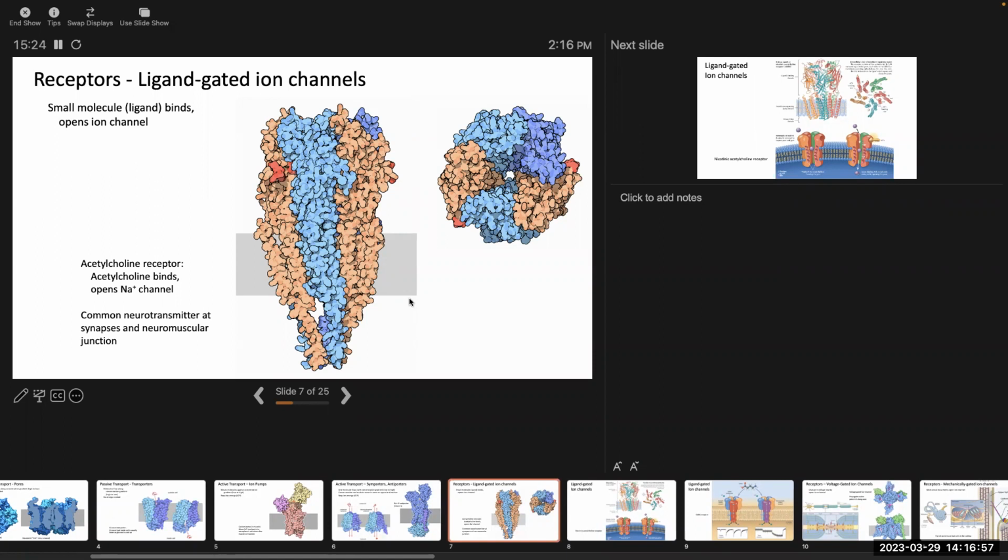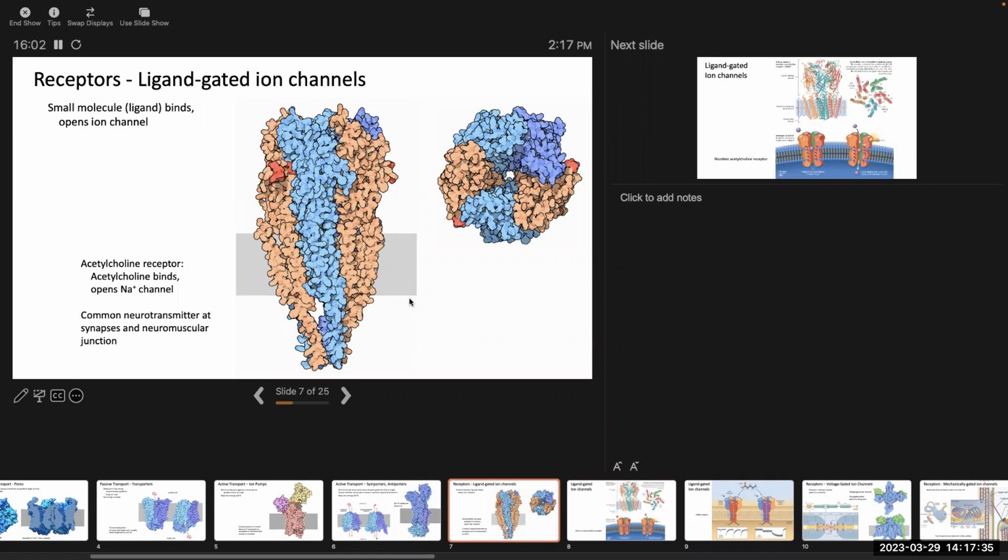So one category of receptors are what are called ligand-gated ion channels. So let's dissect that word. Let's look at the last part of it first. It's an ion channel, meaning it's a molecule that allows ions to pass across the cell membrane. So charged atoms like sodium plus, potassium plus, calcium 2 plus, and so on. So it's some kind of molecule that's allowing ions to pass through the cell membrane.